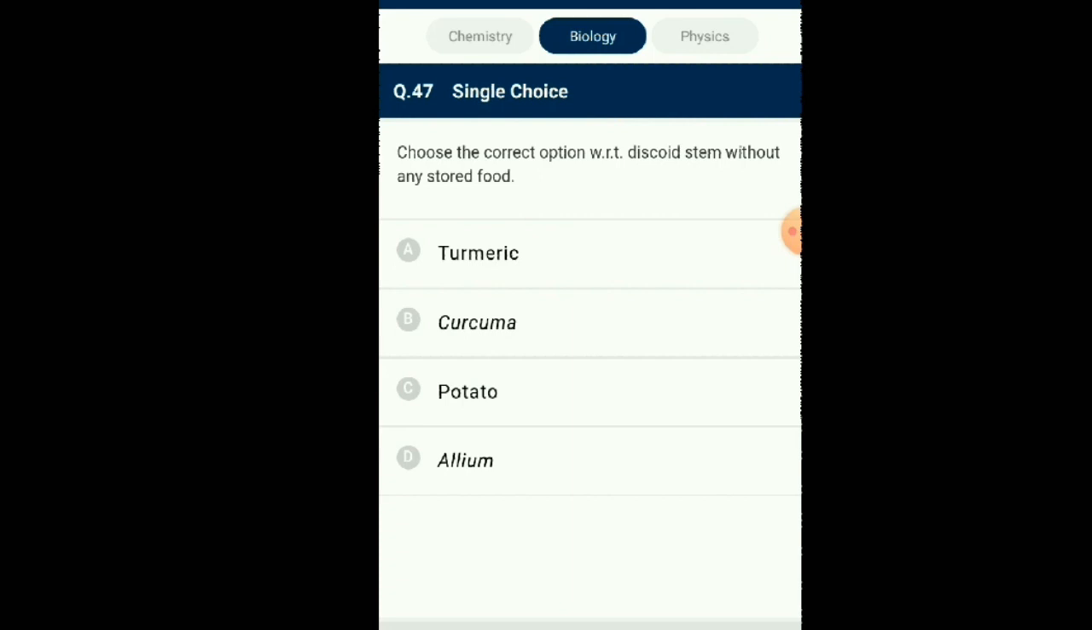A tunicated bulb is covered by a sheath of dry scale leaves. Example, onion, Allium cepa, and garlic, Allium sativum. So the answer for this question is option D, Allium.